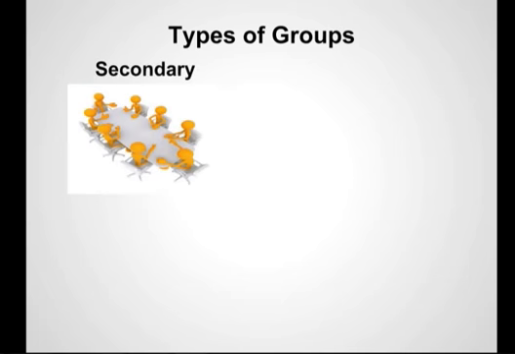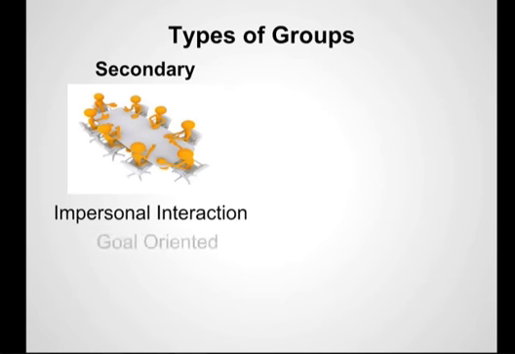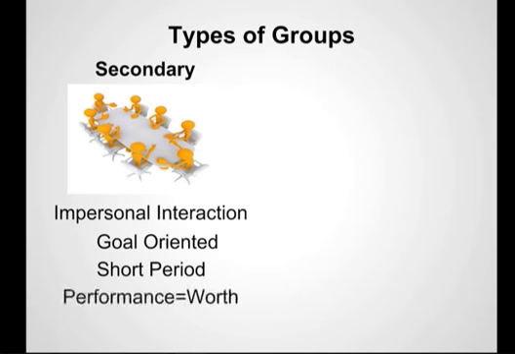All right, some more types of groups. There are secondary groups. And secondary groups generally tend to have impersonal interaction. They're goal-oriented. They're usually together only for a short time during the day or during a lifetime. Your worth, or the value a person feels, is based on their performance. Again, an example of this would probably be work.